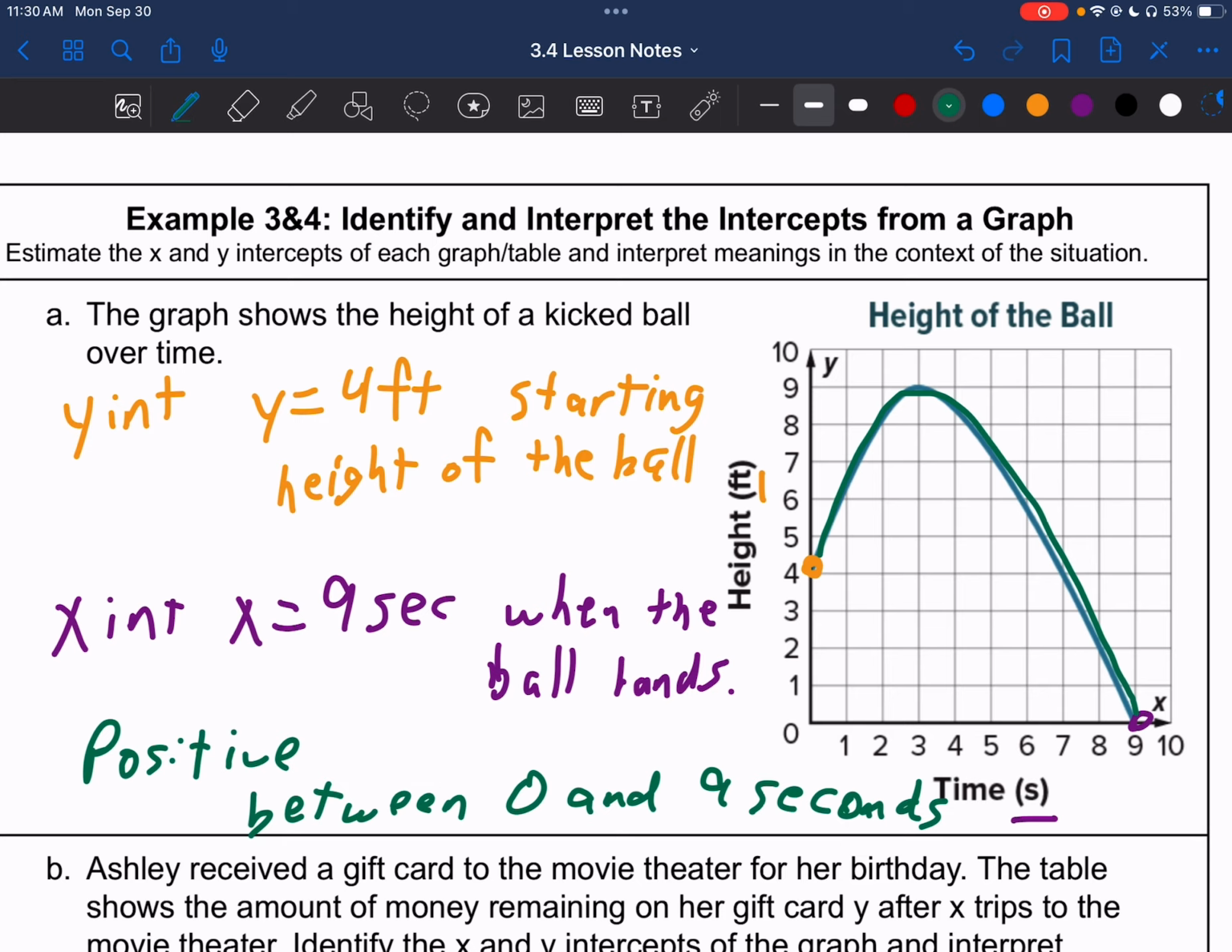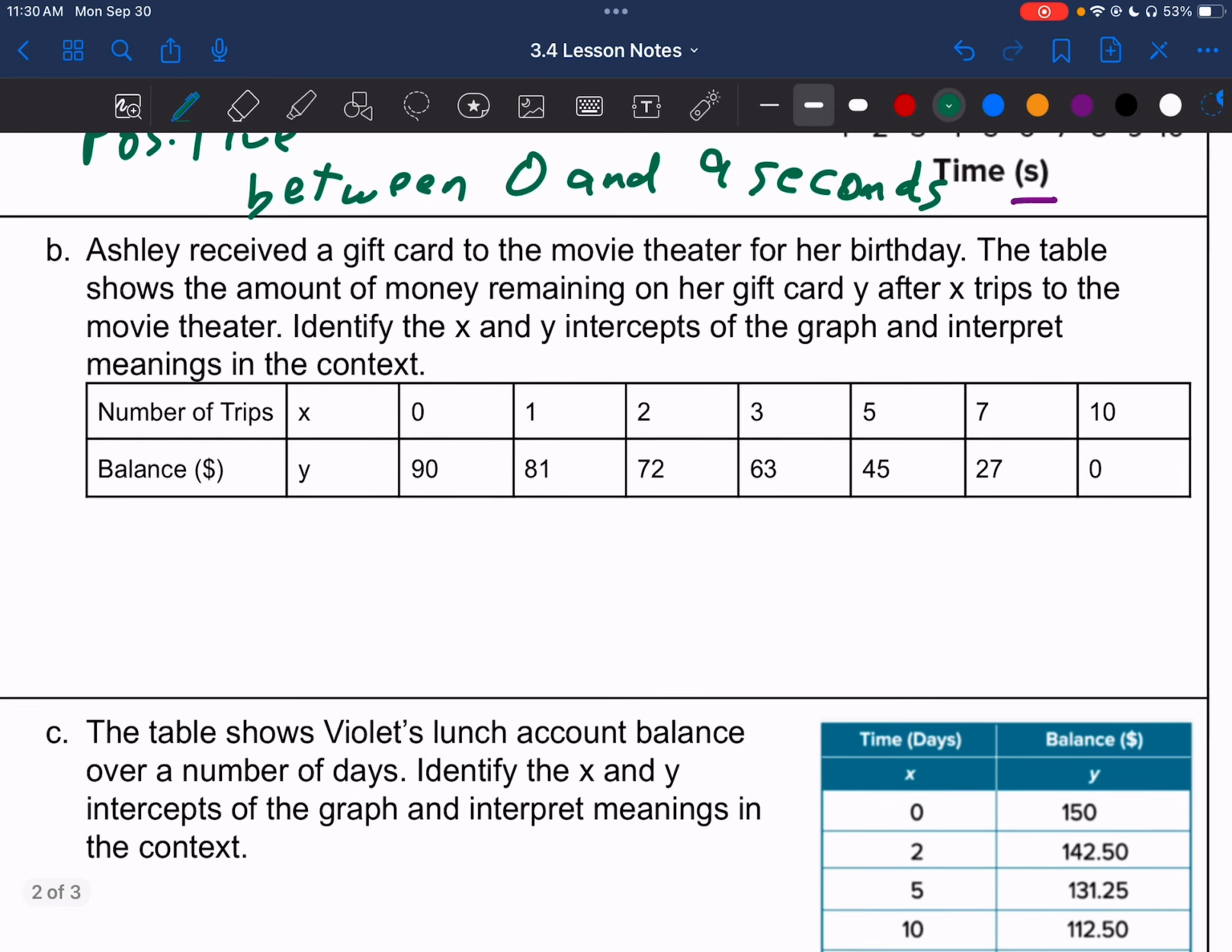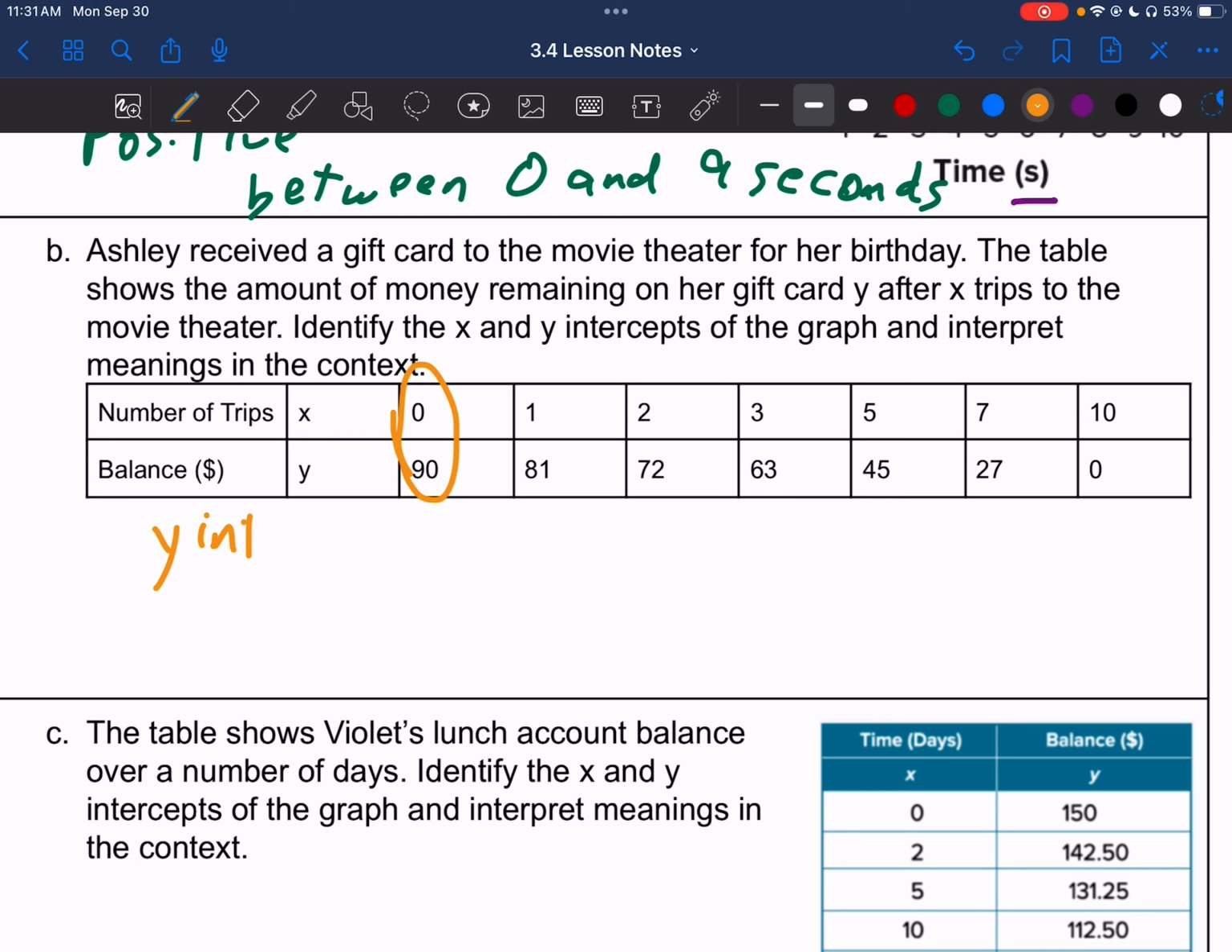All right, let's look at letter B. We have a table. Ashley has received a gift card to the movie theater for her birthday. The table shows the amount of money remaining on her gift card, y, after x trips to the movie theater. Identify the x and y intercepts of the graph and interpret their meanings in the context. We're going to start with our y-intercept. The y-intercept is when x is equal to 0. So our y-intercept is y equals $90.